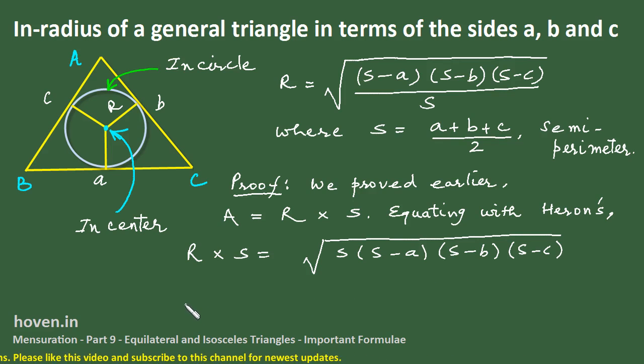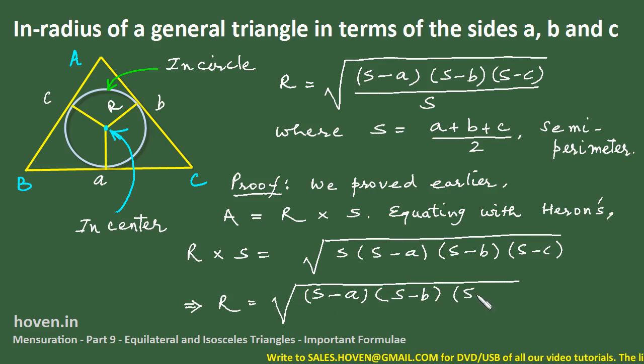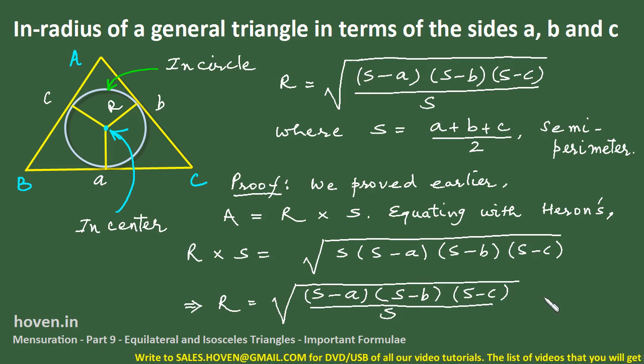Now we can easily see that R should be equal to, you take S down. When you take S down, this upper square root of S will be removed from the numerator and it will move to the denominator. So we will be able to write square root of S minus A into S minus B into S minus C by S. This proves the formula.